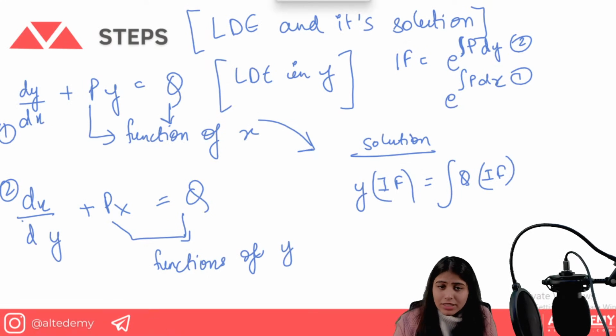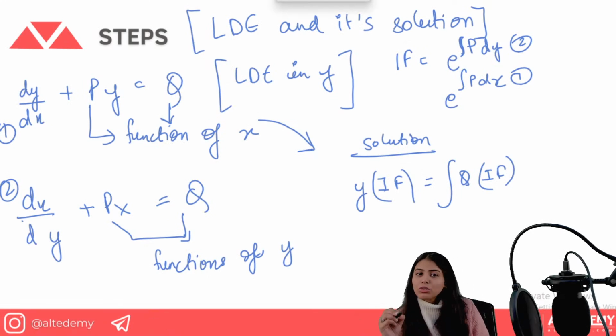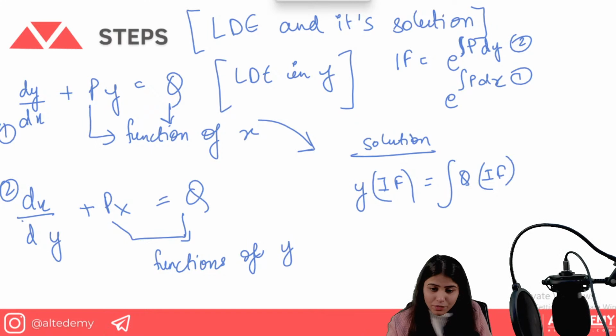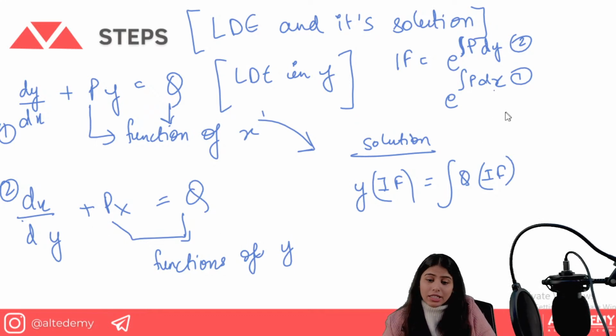Nothing is very amazing in this. All you need to know is just the steps, just the types of equation. If the basics are clear, that means if the equation is given in the form of dy by dx, then you need to calculate the integration factor by dx integration. If dx by dy, you need to calculate the integration by dy. Okay, and this is the solution.